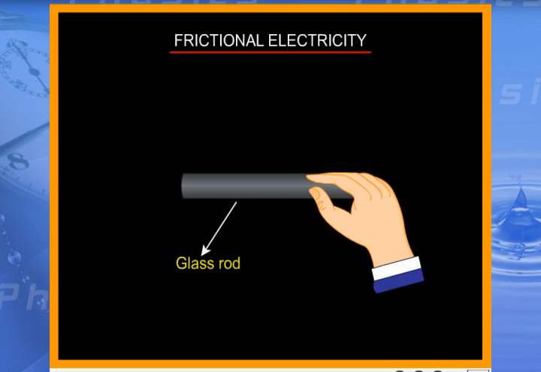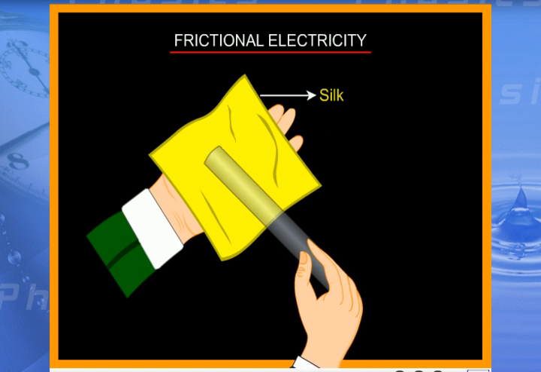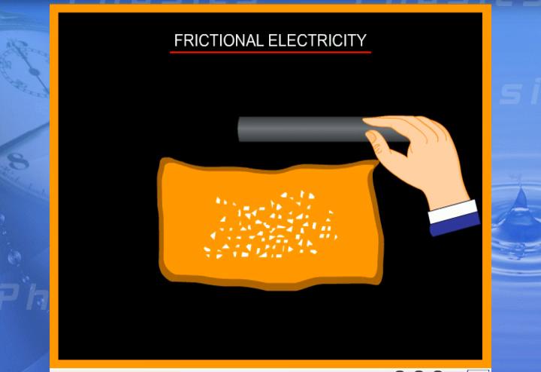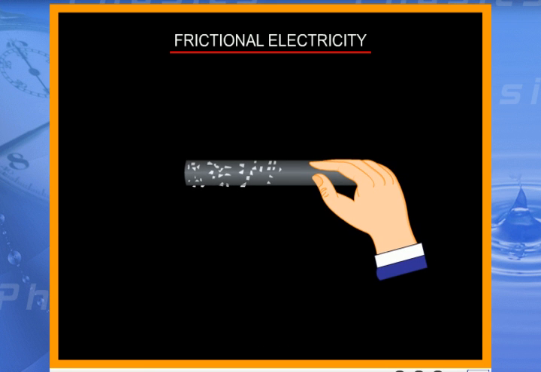Take a glass rod and rub it with a silk cloth. Then bring the glass rod near small pieces of paper of lighter weight. These small pieces of paper are attracted towards the glass rod. The glass rod has the ability of attracting the paper because the glass rod gets electrified.